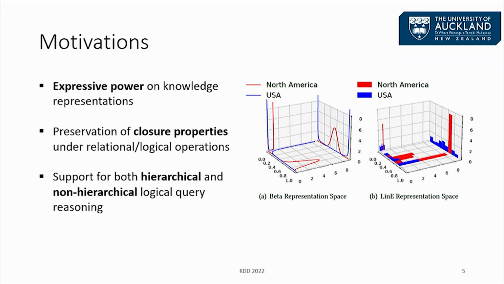But if we wouldn't be able to effectively capture this hierarchical relationship, then, for example, a very well-known representation space, which is called beta representation space, wouldn't be able to capture this hierarchical relationship between the entities in the representation space. That's why we wanted to propose a new representation, which is called line representation, so that we will be able to capture not only the hierarchical relation, but also the non-hierarchical relations.